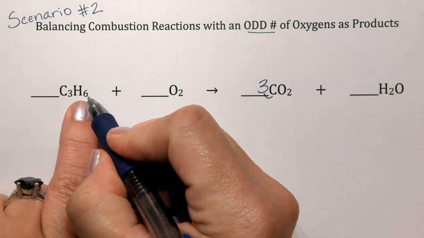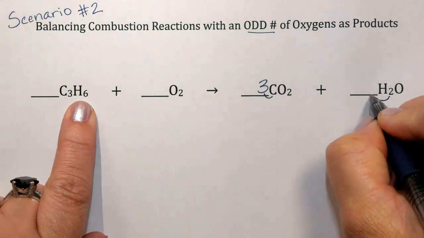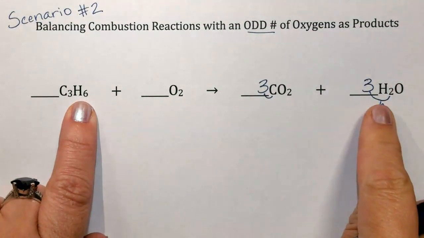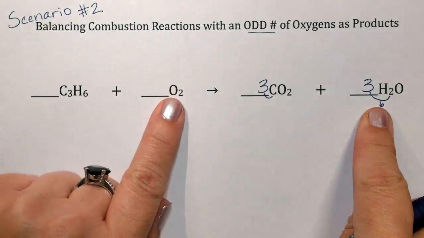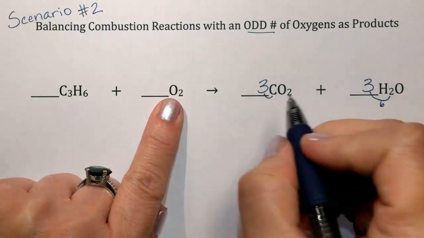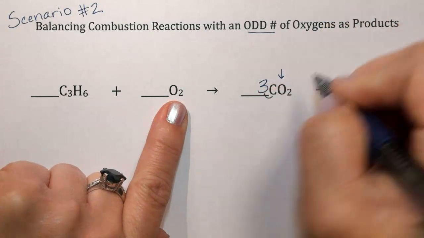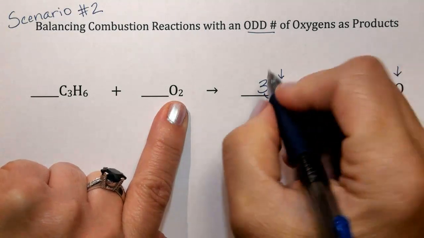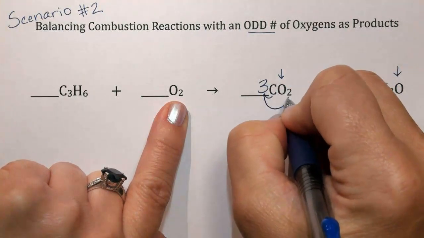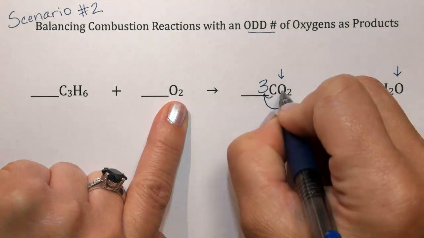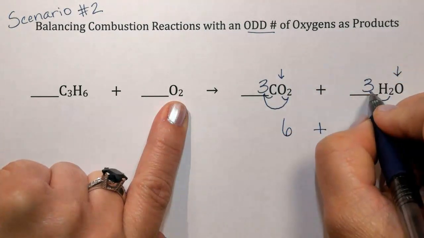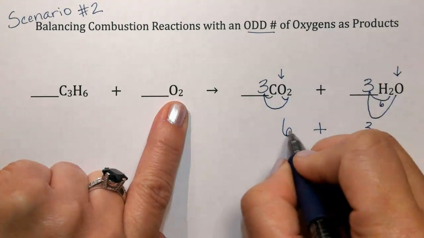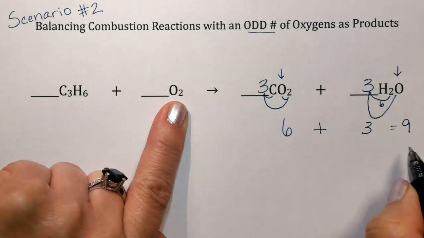Now there are 6 hydrogens on the left, so 2 times what is going to equal 6? 2 times 3 is going to equal 6 hydrogens on the right. Now there are 2 oxygens on the left. On the right, we have oxygen in 2 different spots, there and there, and we're going to have to add those together as a total. So we're going to have 3 times 2 is 6 oxygens here, plus 3 times 1 is 3 oxygens there, and 6 plus 3 equals a total of 9.